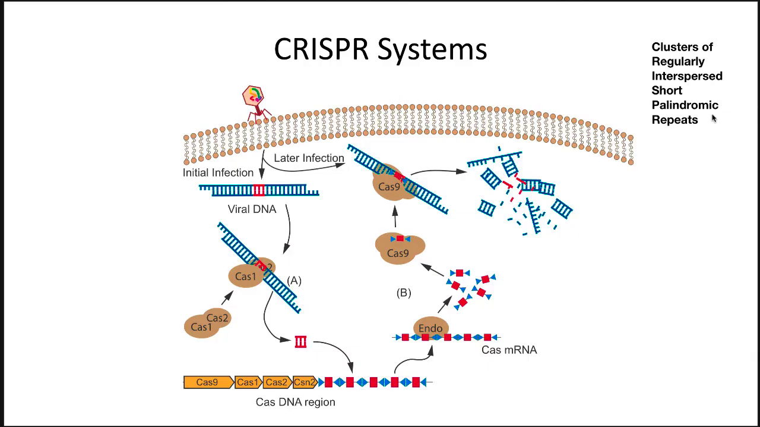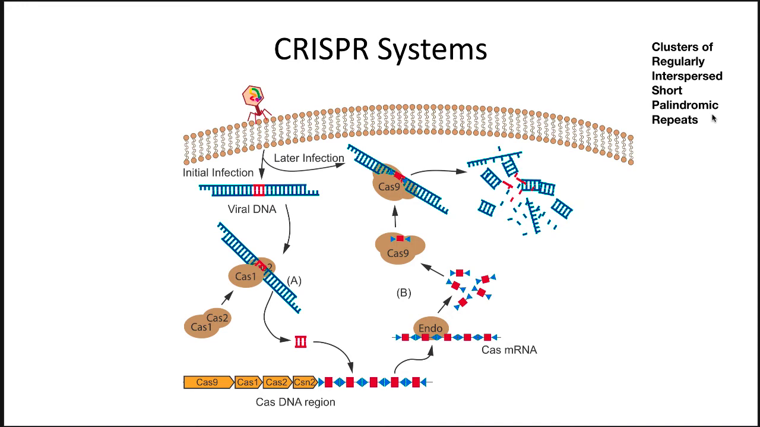Now we're going to talk about CRISPR systems, and what CRISPR stands for is clusters of regularly interspersed short palindromic repeats. There are 3 known systems, type 1, type 2, and type 3. Here I'm showing you an example of a type 2 system that uses the Cas9 protein. The Cas9 protein has been the system that's been of greatest interest. Okay. Cas1 and Cas2 are found in the majority of systems.